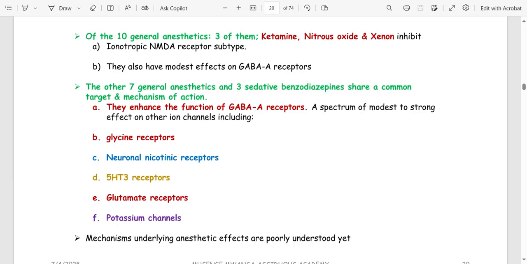When you open potassium channels, potassium will start leaving the cell, so the cell becomes hyperpolarized, and that is going to cause anesthesia. Glycine, you know what happens for glycine? It is an inhibitory neurotransmitter. GABA is also inhibitory. Nicotinic receptors are going to be inhibited because they're excitatory. And then the serotonin and glutamate receptors are also going to be inhibited.